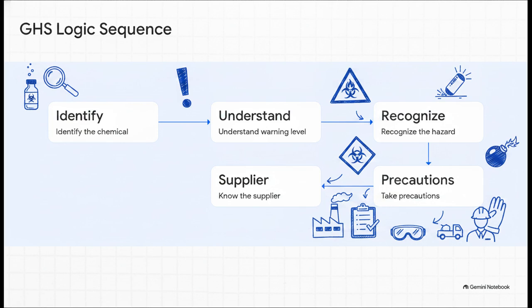Here is the overarching logic sequence you should mentally walk through every single time you see a GHS label, whether you're in a lab, on a site, or sitting for that exam. Step 1, identify the chemical. Step 2, understand the warning level. Step 3, recognize the specific hazard. Step 4, take the necessary precautions. And Step 5, know the supplier. That is literally the fundamental logic of the entire GHS labeling system, all distilled into 5 easy steps.